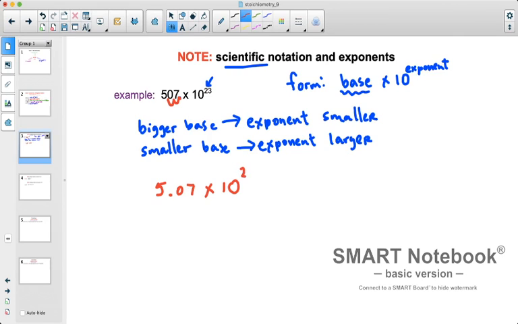So the number of places that I had to move the decimal is the number of places or changes that I'm going to change in my exponent. So this is now appropriately written in the correct scientific notation. It is not acceptable to write scientific notation like I had in the example. 507 is a base that's much too large. So you have to change that base number to fit the format for scientific notation. And if you change the base and move the decimal around, then you have to change the exponent. So that's my first hint.